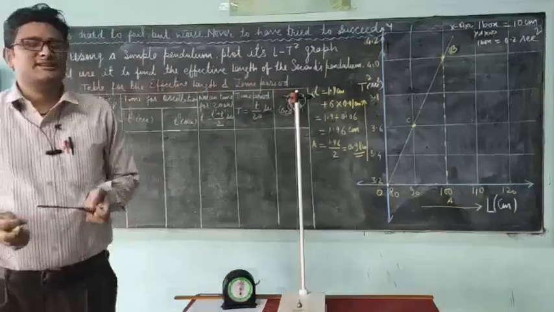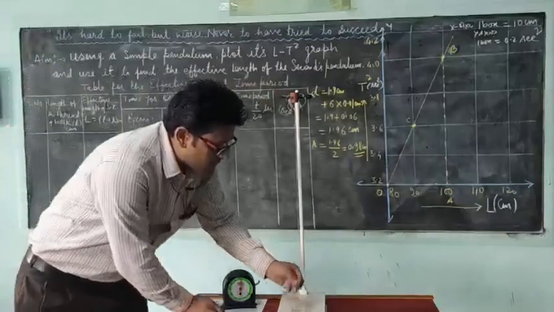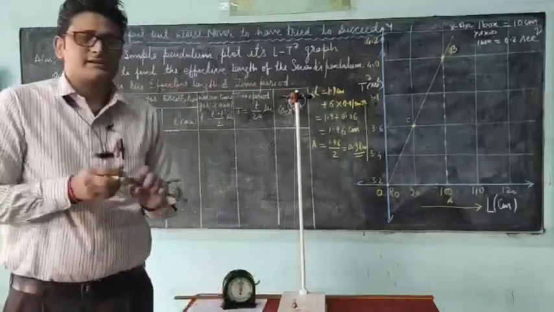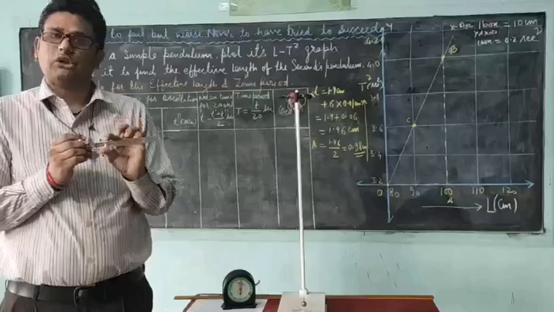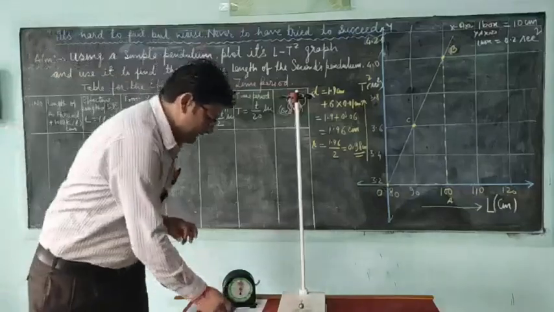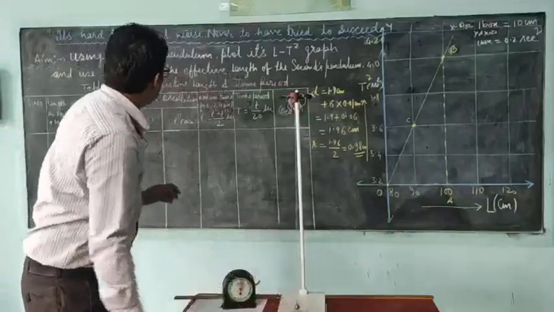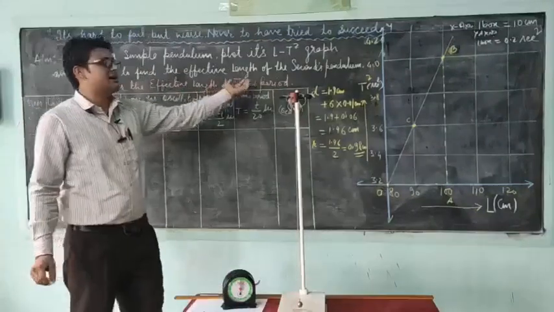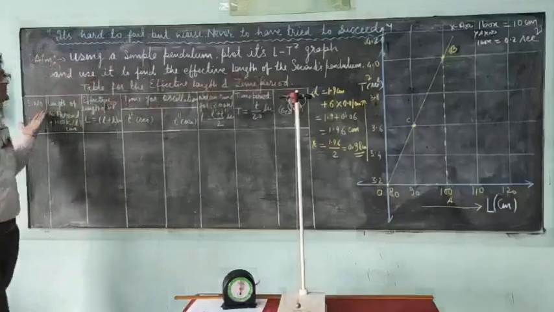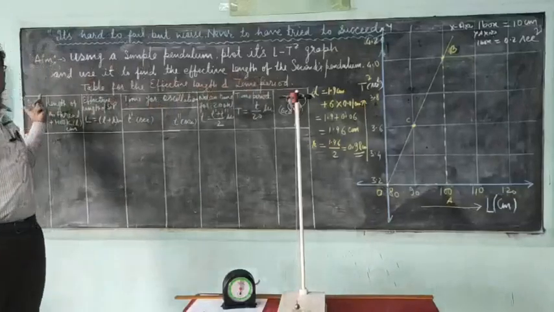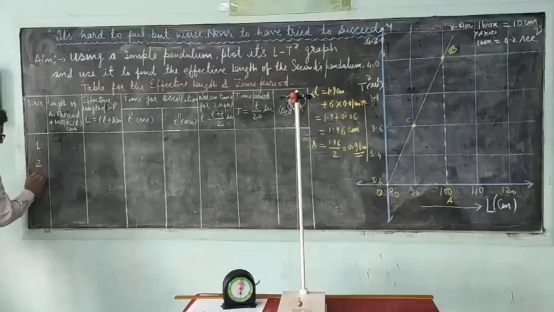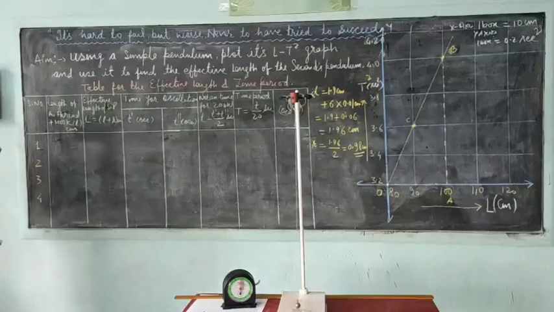0.98 centimeter is the radius of the metallic spherical ball, measured with the help of Vernier calipers. Clear, all of you? Afterwards, we will draw this table for the effective length and the time period. In this table, first we will draw the serial number, and here I am taking 1, 2, 3 and 4 readings.